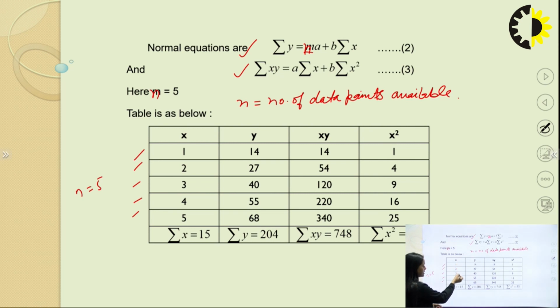If we add these x values, we easily get 15, which is summation x. On adding the values of y, we will get 204, which is summation y. Now multiplying x and y, we get summation xy, and on squaring x, we get summation x square. So you can see that for equations 2 and 3, we have all the values other than a and b: summation y, n, summation x, summation xy, and summation x square. On substituting these values in the equations, let's see what we get.